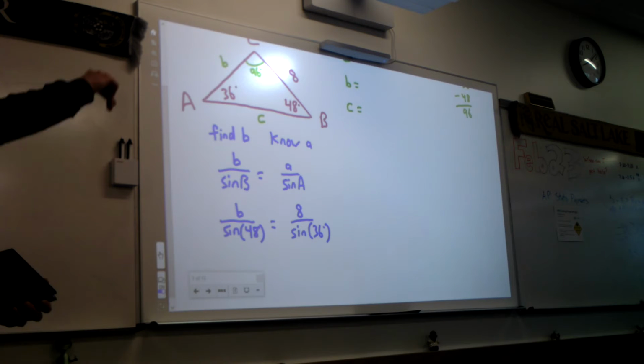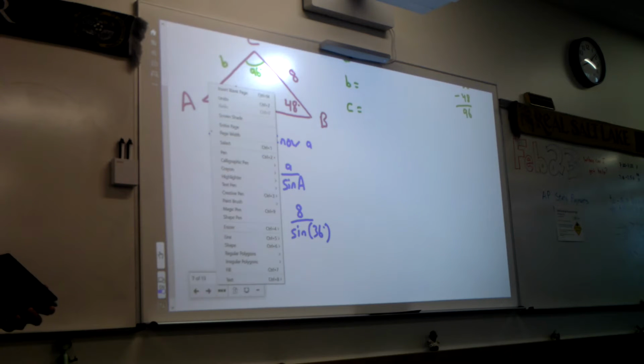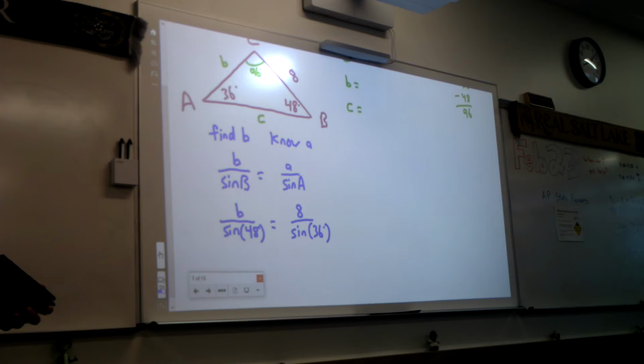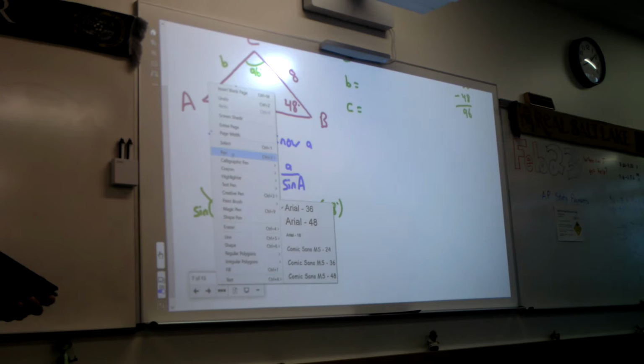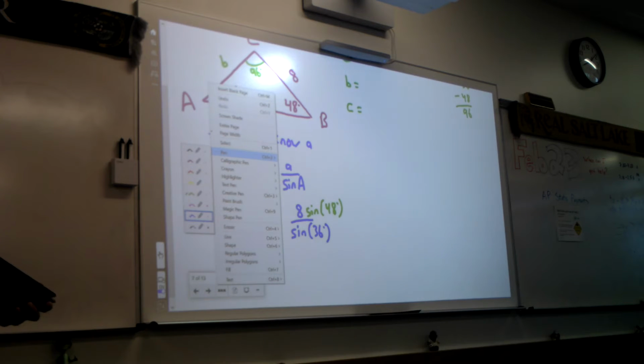B is not alone, it's being divided by the sine of 48, so what would we need to do to both sides to get B alone? Yeah, it's being divided by the sine of 48, so we're going to do the opposite operation, which is multiply by the sine of 48. Now, on the left, these are going to cancel out, leaving me with just B. On the right, I'm going to have to put that into my calculator.